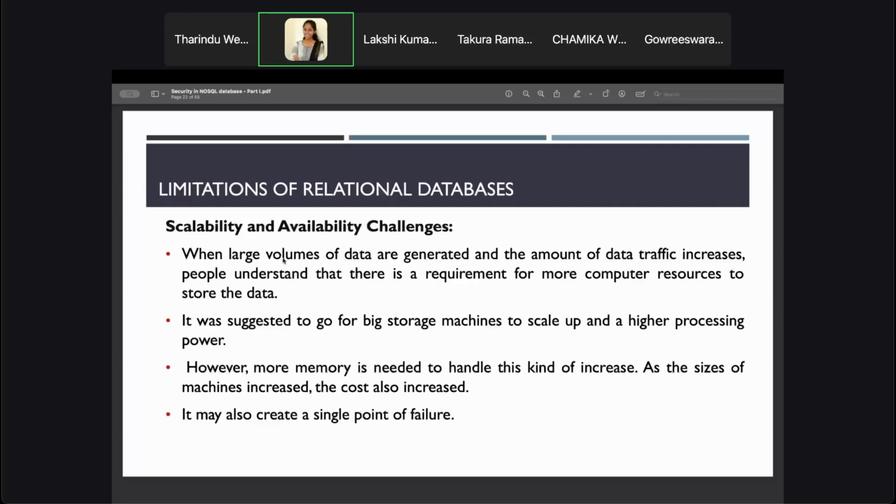The next one is scalability and availability issues, right? What do you mean by scalability? What do you mean by scaling a system?